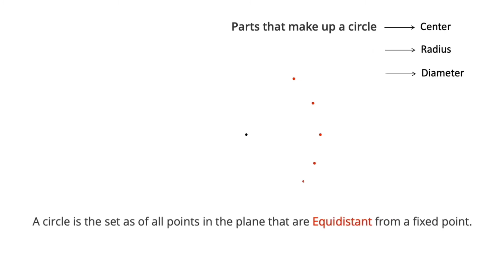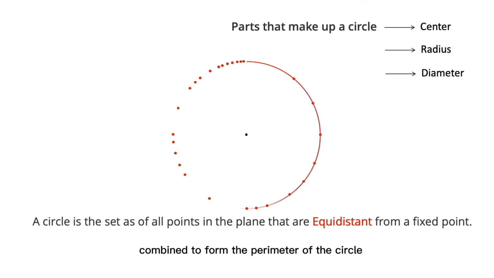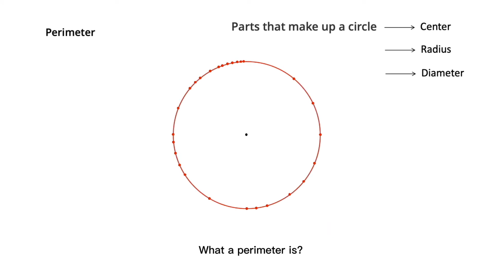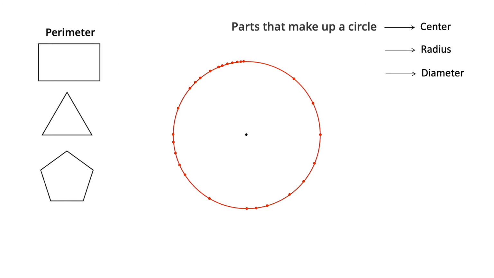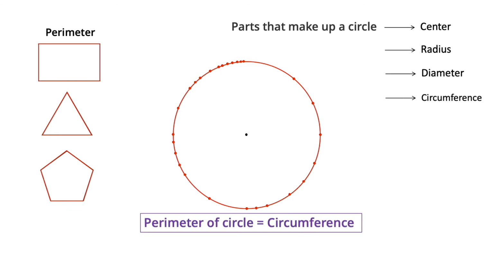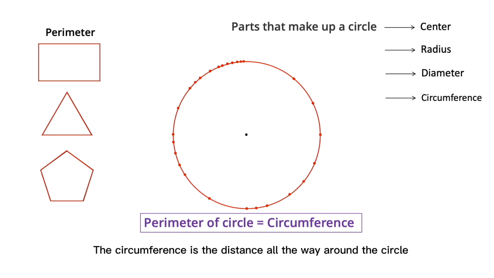A circle is the set of all the points in the plane that are equidistant from a fixed point. All of the equidistant points we draw combine to form the perimeter of the circle. What is a perimeter? Remember that perimeter is just the distance all the way around a shape. The perimeter of a rectangle, the perimeter of a triangle, and the perimeter of a pentagon. A circle has a special shape. Therefore, the perimeter of a circle gets a special name. It's called the circumference. The circumference is the distance all the way around the circle.